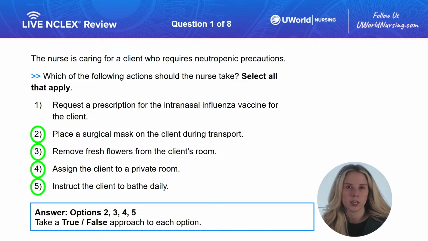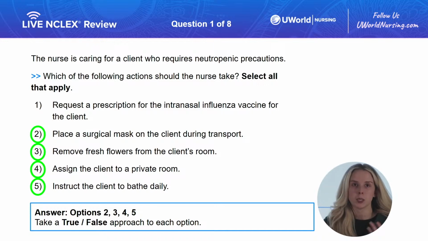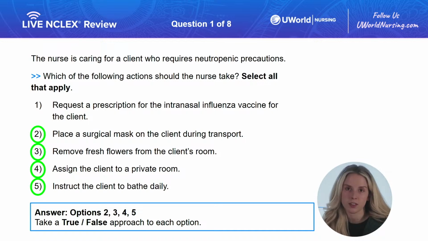4 is a similar teaching point as option 2, assign the client to a private room. We want to make sure that they are not dealing with anyone else's germs, bacteria, viruses, all those things. And lastly, 5, instruct the client to bathe daily. Hygiene is so important as a part of infection prevention, so we would indeed want to encourage this. So 2, 3, 4, and 5 were correct.